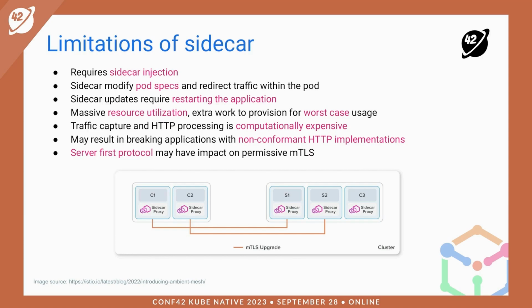And if you have to update the sidecar, then good luck. You have to restart the entire application. There is no midway approach where you can update half of the sidecars and leave the rest running in an older version. The server-first protocol is also a massive issue with the current service mesh architecture with the sidecar, as it impacts the permissive MTLS and it's very tough to work with. And it doesn't even work properly for non-conformant HTTP implementations.